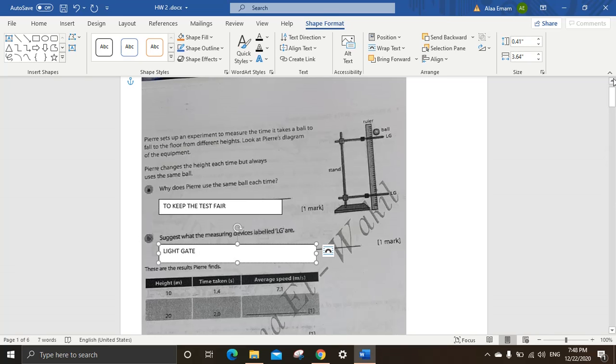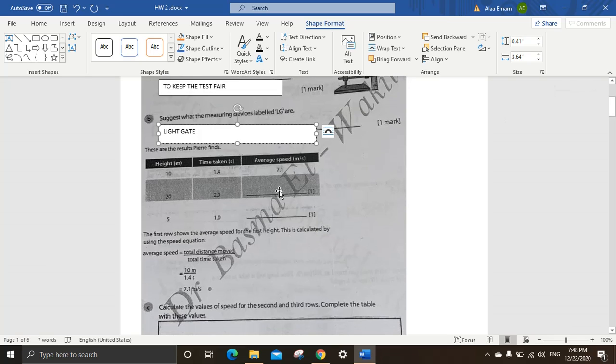Okay, now, so these are the results Pierre found. The height and the time taken. And now the height means the distance, okay? So you have the distance and you have the time taken. So the average speed is 7.1. Similarly, we're going to calculate the speed here.